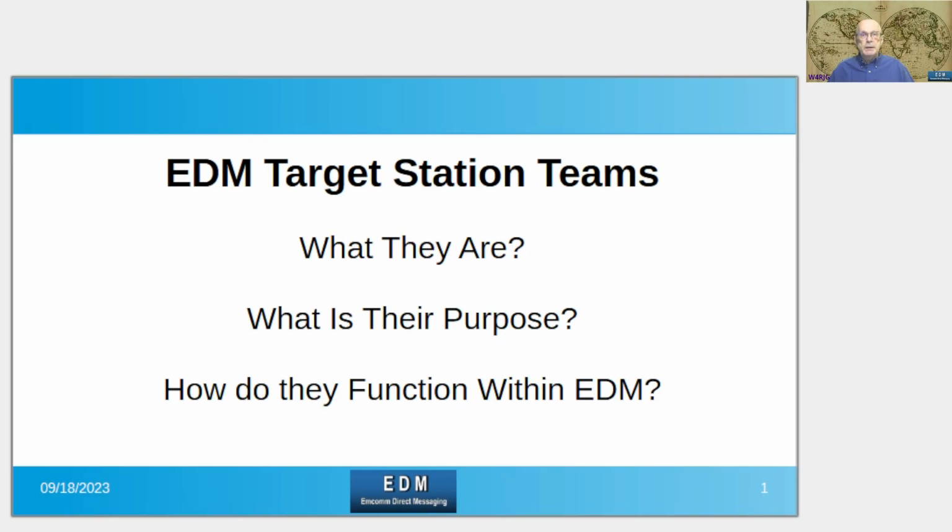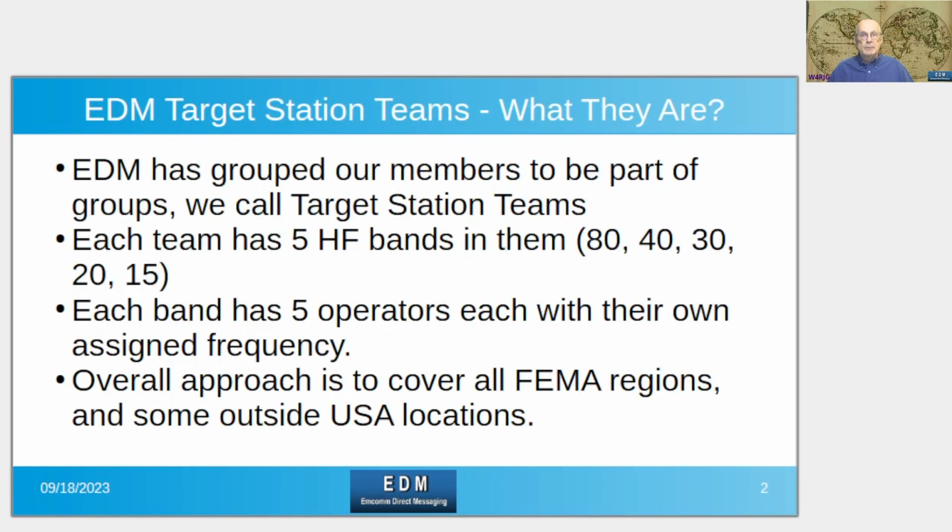Today, we will be talking about EDM target station teams, what they are, what their purpose is, and how they function within EDM. So, what are they? EDM has grouped our members to be part of target station teams, and each team has 5 HF bands in them: 80, 40, 30, 20, and 15.